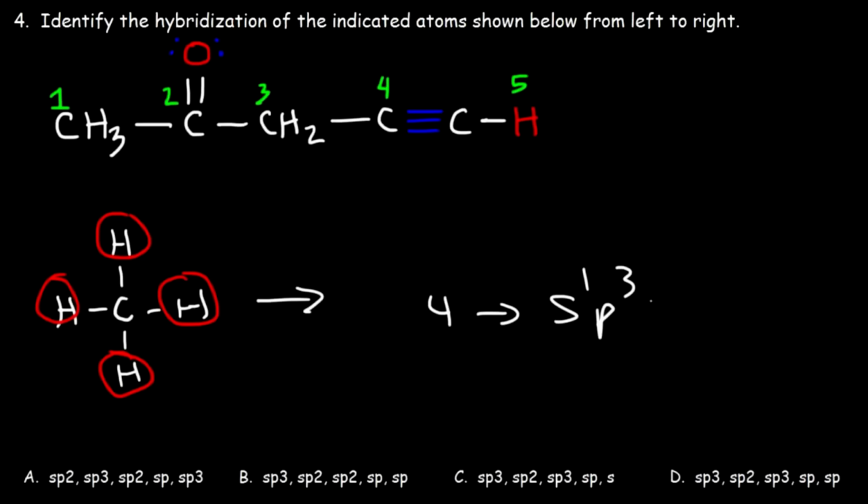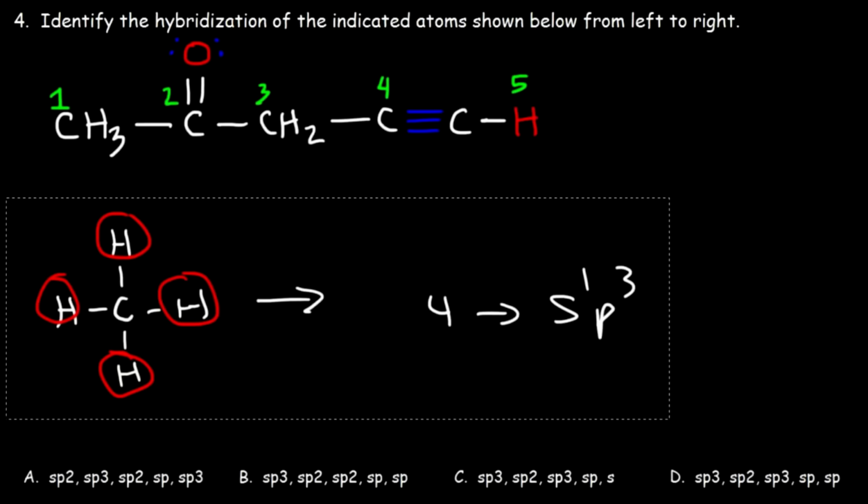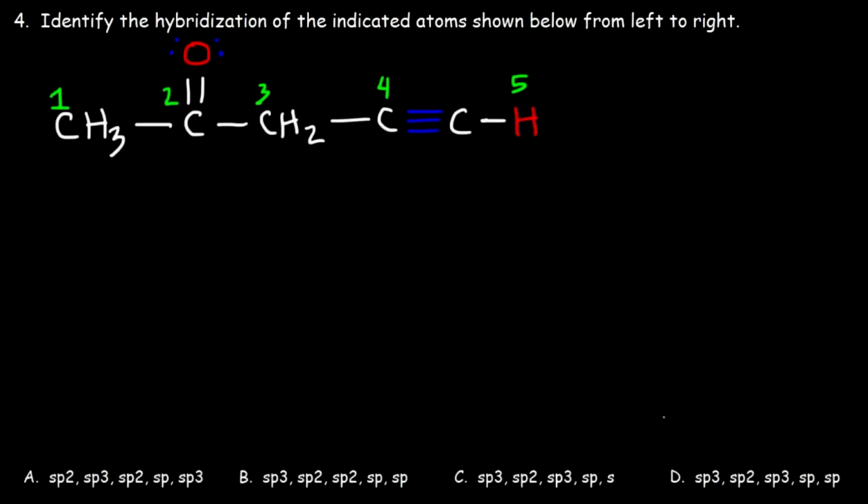S1p3. 1 plus 3 adds up to 4. So that's the hybridization on the center carbon atom. So let's do some more examples so you can get familiar with this.